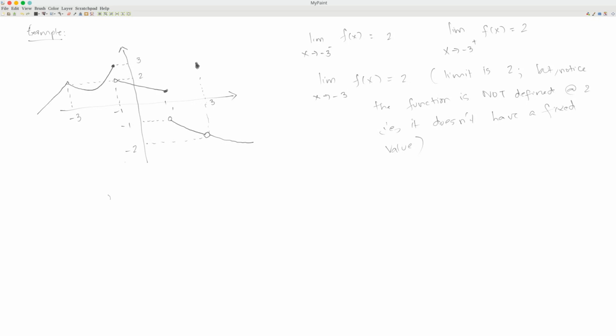So we could look at the limit at negative 1 from the negative side. As you come from the left hand side closer to negative 1, you hit that point, so we end up getting 3. As you come from the right hand side, get closer to negative 1, you get 2. Does a limit exist at negative 1? No, because the left limit is not equal to the right limit.